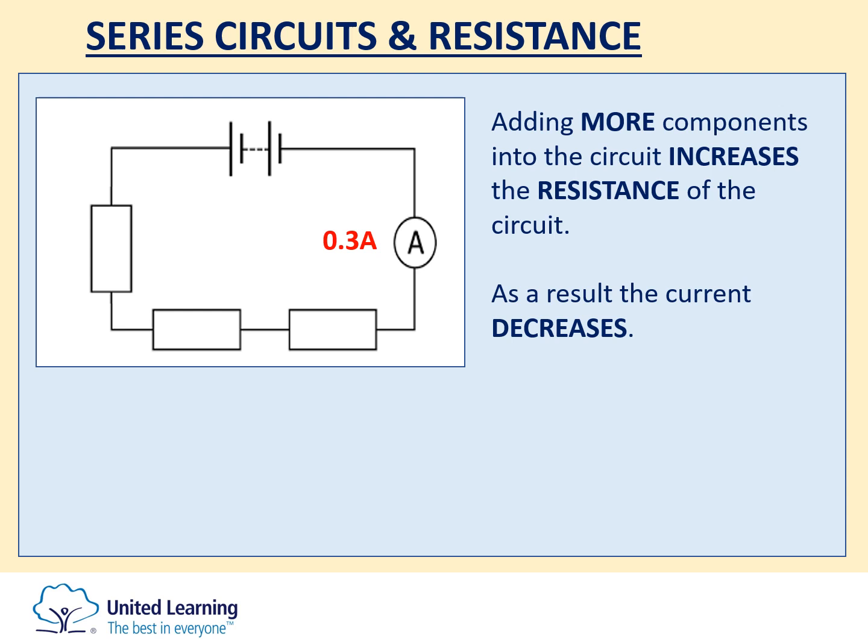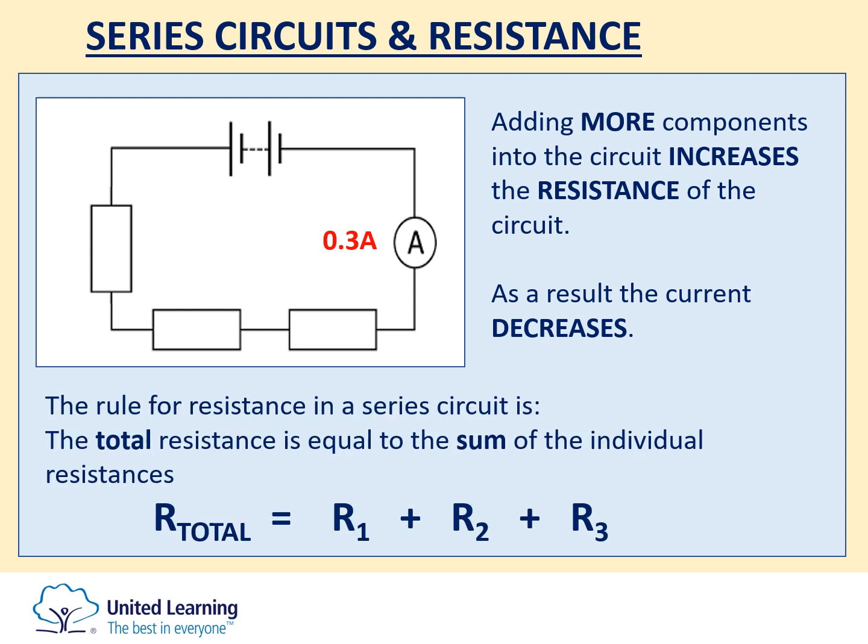The rule for resistance in a series circuit is this. The total resistance is equal to the sum of the individual resistances. So the total resistance equals the resistance of resistor 1 plus resistor 2 plus resistor 3.